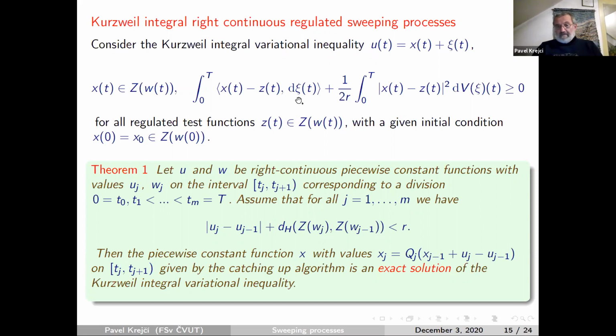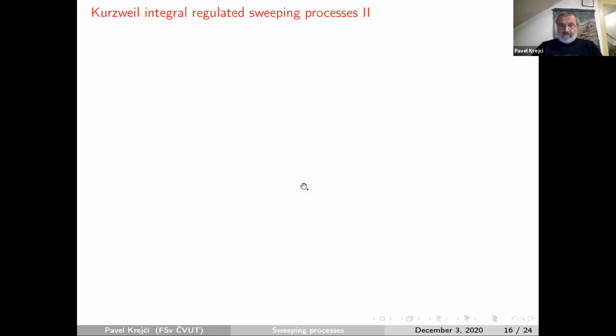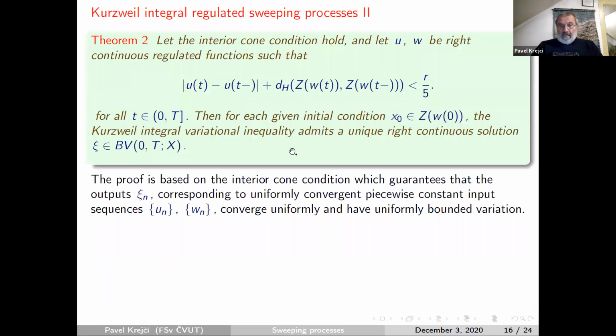and the only thing we have to guarantee is that the functions xn have uniformly bounded variation. And if the interior cone condition is satisfied, then it is indeed possible to prove that the plastic strains xn have uniformly bounded variation, and so the Kurzweil integral convergence theorem gives us the solution.